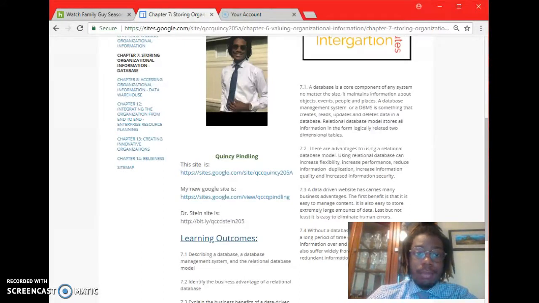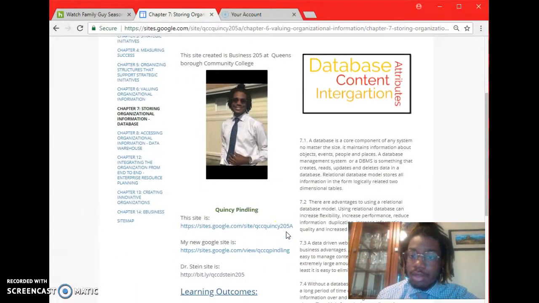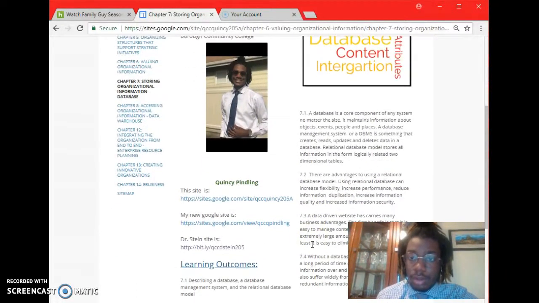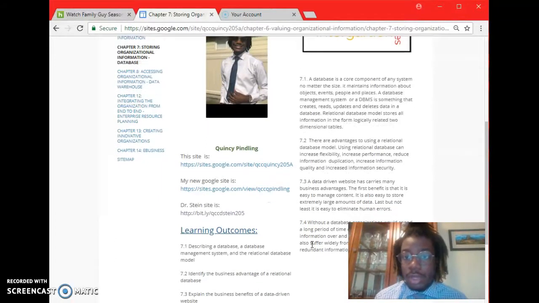Today I will be speaking about Chapter 7 in our textbook, Storing Organizational Information: Databases. Now, a database is known as a core component of any system, no matter the size. It will maintain information about objects, events, people, and places. A database management system, or DBMS, is something that creates, reads, updates, and deletes data in a database.